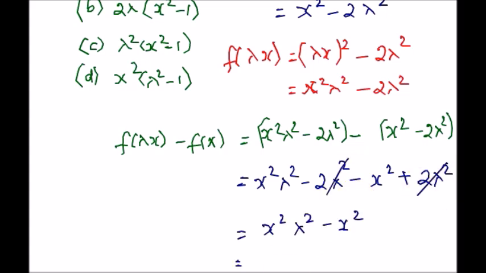Taking the common term out, for these two terms x square is the common term. So I'm taking the common term outside and writing the leftovers within a parenthesis. Therefore, my answer matches with option D. So option D is the correct one. Hope you're clear with this expression?